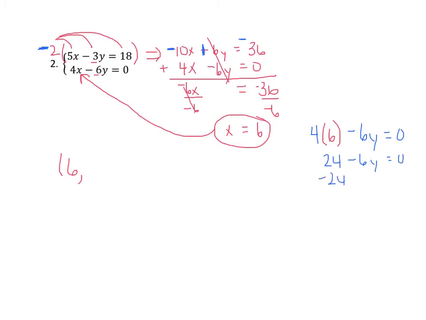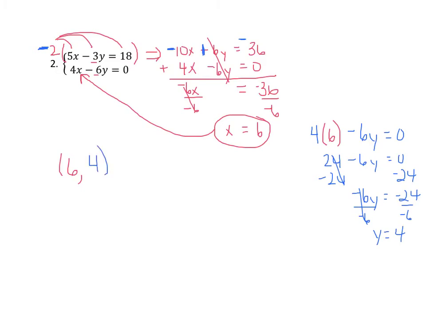Subtract 24 over to the other side, and you get negative 6y equals negative 24, and then divide by a negative 6, and you get y is equal to positive 4. So let's plug that into this point right here.